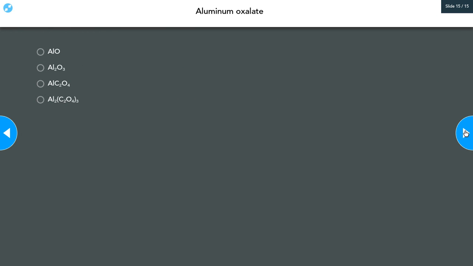Then we have aluminum oxalate. So aluminum is in group 13, so it's a 3+. Oxalate ends in ATE, so it's another polyatomic ion. So you look it up, and it's C2O4, and it's got a 2- charge. So now we've got a 3+ and a 2-. So we're going to need some of both to make this equal out. So this one is going to be Al2, and then because we need more than one oxalate, we have to put the oxalate in parentheses, and oxalate is C2O4, and then we put the 3 on the outside of the parentheses, indicating that we need 3 oxalates.